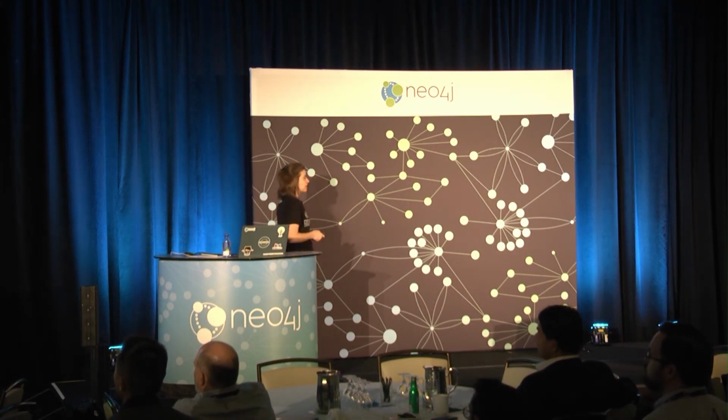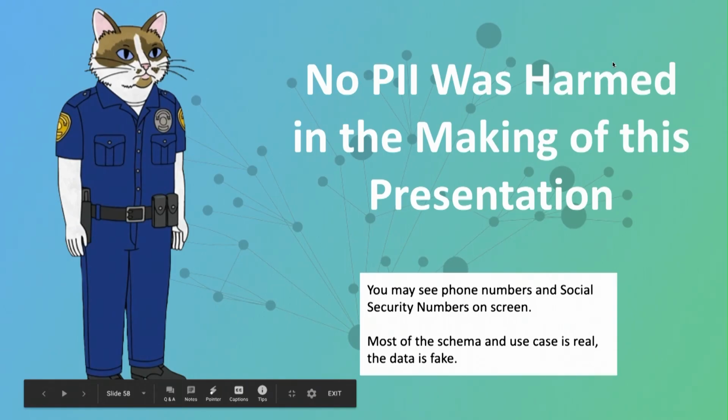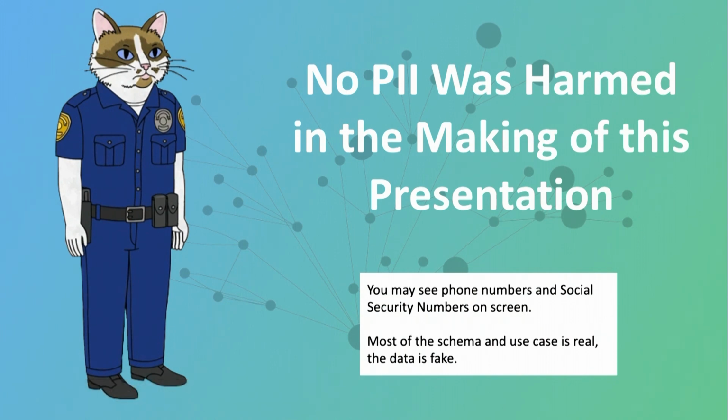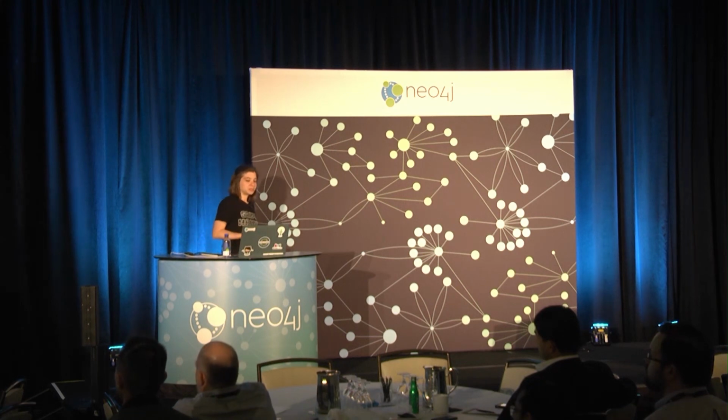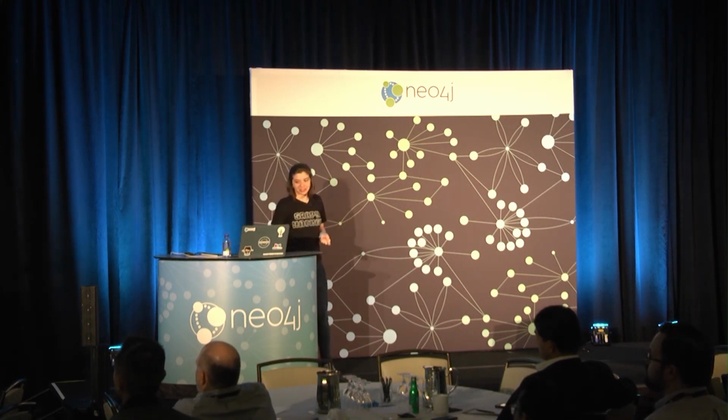So I did mention, but if you saw PII in the demo data set, this has all been wiped clean. It's sample data, so it's nothing that's actually real life. We've masked all of those real numbers to protect all of that PII. So the schema and the use case is real, the data is not.